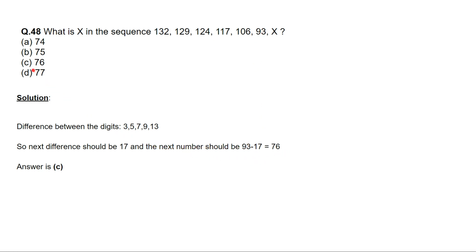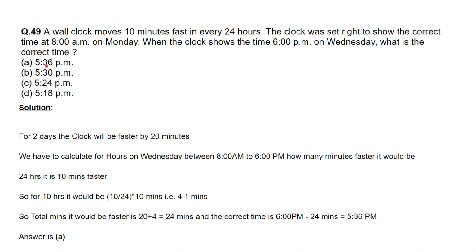16, and that too is having a factor. Now coming to 17. 17 doesn't have any factor. It is a prime number and odd. So the next number will be 93 minus 17 is equal to 76. So C is the correct answer.